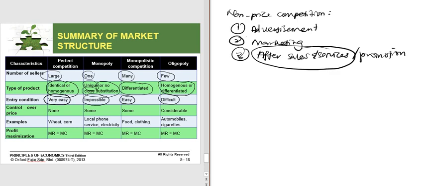In terms of control over price, for perfect competition, you have no control over the price that you want to set for your product because you are price takers. You only accept the market price in the market. And for monopoly, you have some control over the price depending on what type of product you are selling.